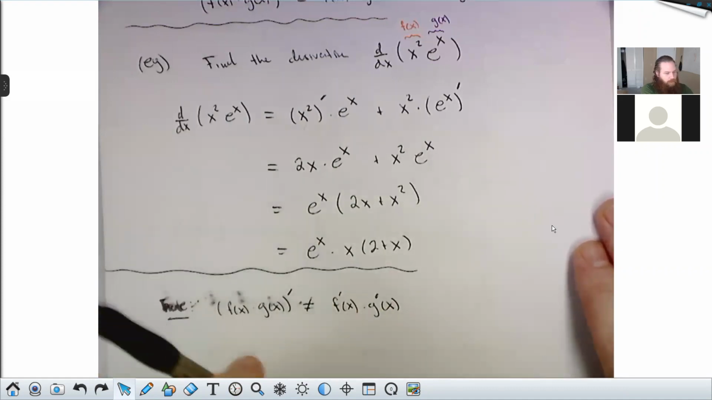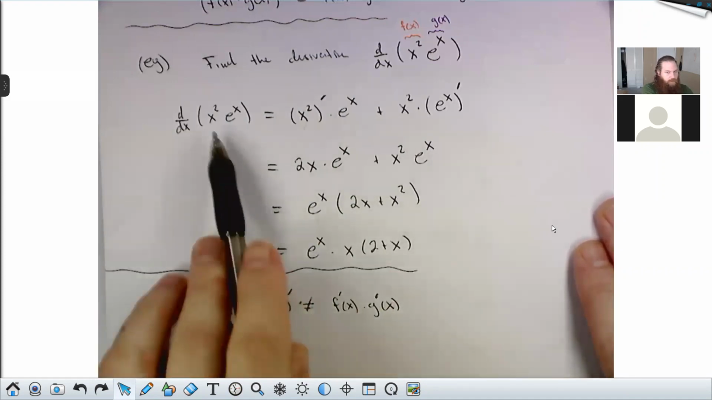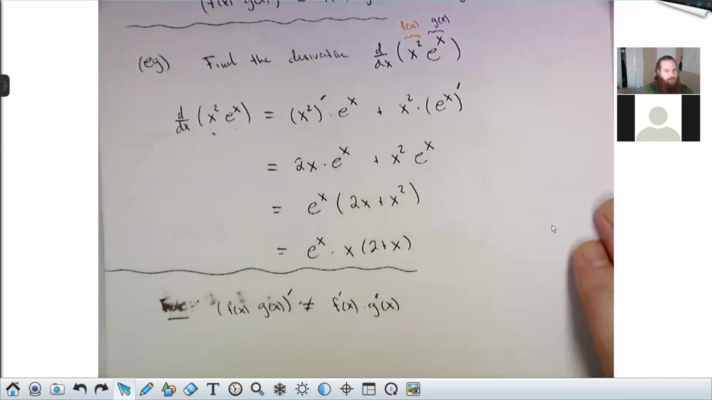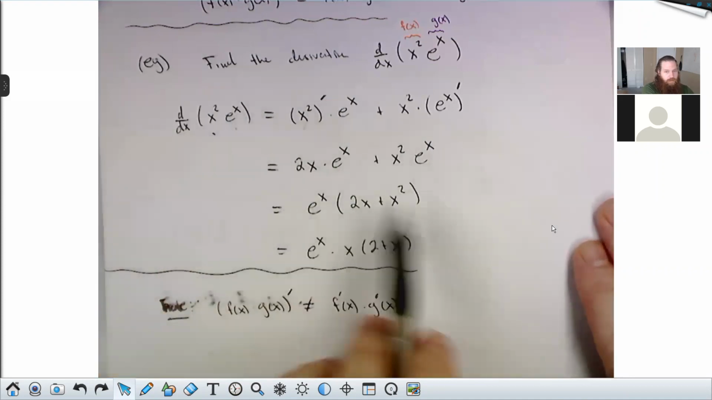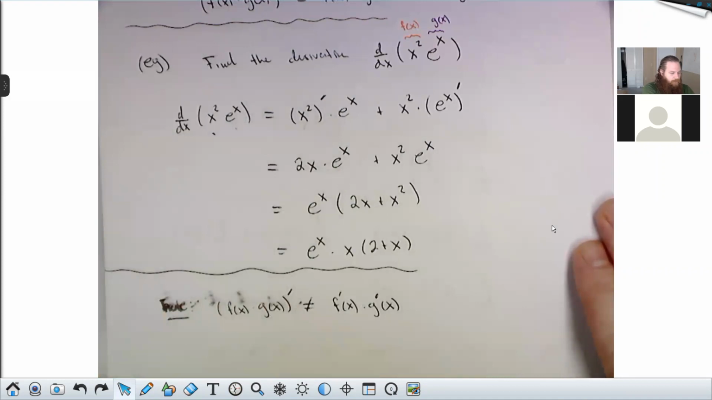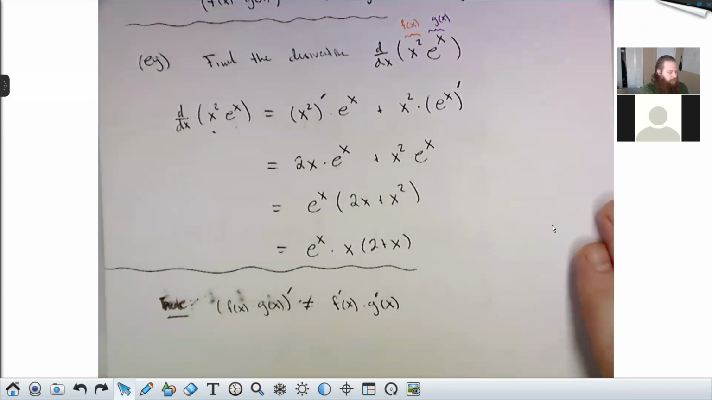We could not have taken this derivative just by differentiating this piece and this piece on their own, right? We couldn't. The derivative here is not 2x times e to the x. It's this, right? So this is certainly not true, however tempting it might be.